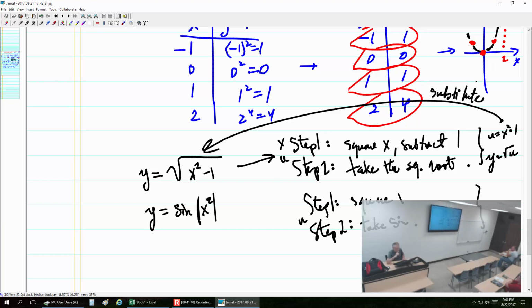Okay, so this second example is simpler because I simply have u equal to square root of x, and the second step is y equals sine u, right? Once again, substitute u into the second formula, and we have the formula back. So that's the easy part. The composition is actually easy.